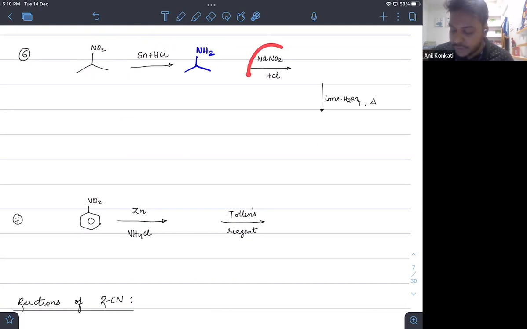And then if you treat with NaNO2 and HCl, this is a very typical question that comes: first make the amine by any means, and after that you do diazotization. So you are familiar with it. So first we will get N2+ and Cl-. This is the diazonium salt, correct?